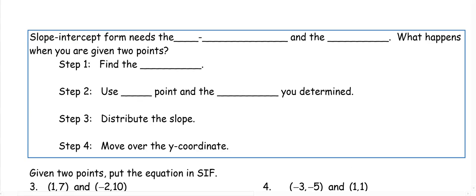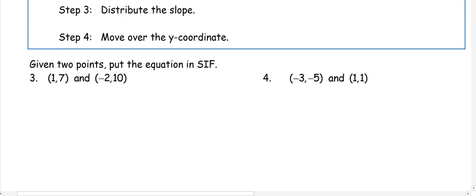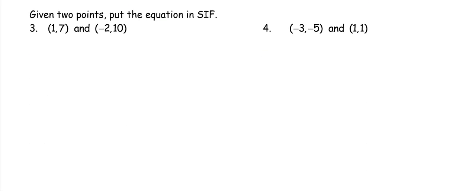So slope-intercept form, remember when we use slope-intercept form, we need to know the y-intercept and the slope. So what happens when we have 2 points? Well, first we're going to find the slope, and then we're going to use one of the points and the slope we determined, and we're going to write it in point slope form to start, and then we're going to distribute the slope and move over the y coordinate. So given 2 points, put the equation in slope-intercept form.